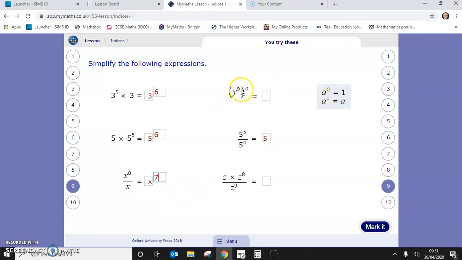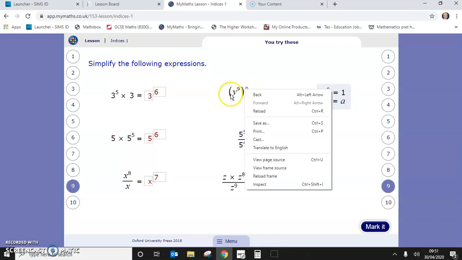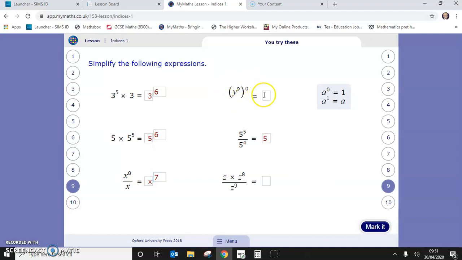Now, this one here, I'm going to multiply y to the power of 9 by the power of 0. And if you remember, anything to the power of 0 has to be 1. This one on here, I've got 5 to the power of 5 divided by 5 to the power of 4. 5 take away 4 gives me 1, so my answer is just the base number, so it's just going to be 5. And on here I've got z times z to the power of 8, that gives me z to the power of 9, and z to the power of 9 divided by z to the power of 9, again, is going to be 1.